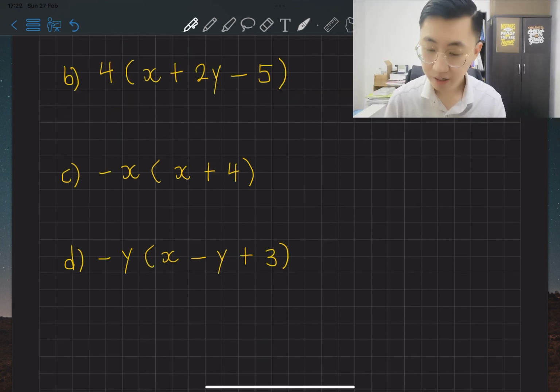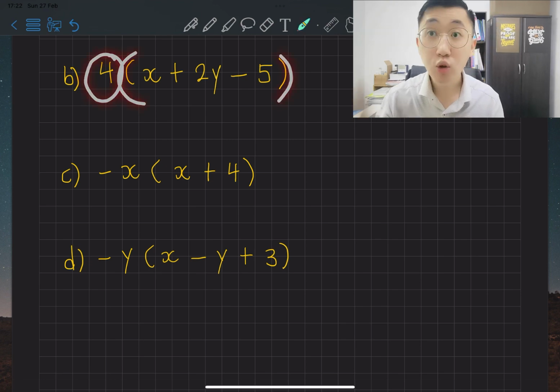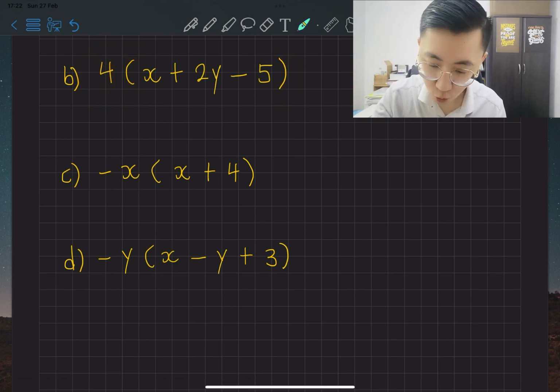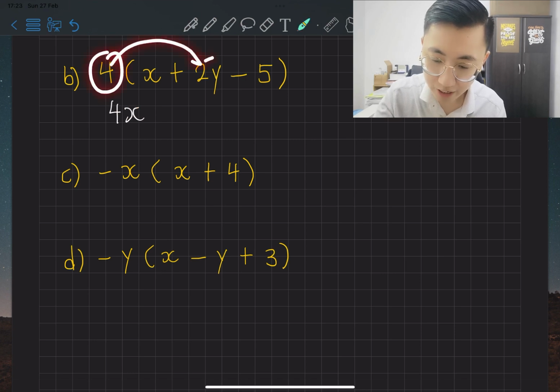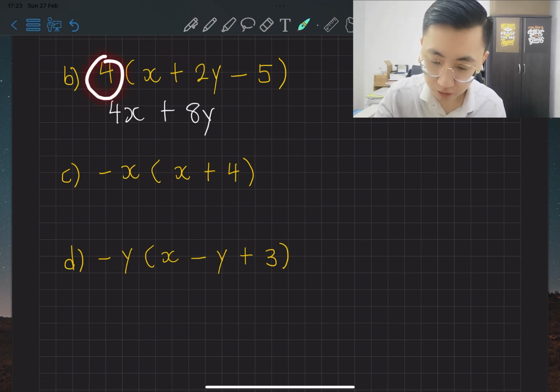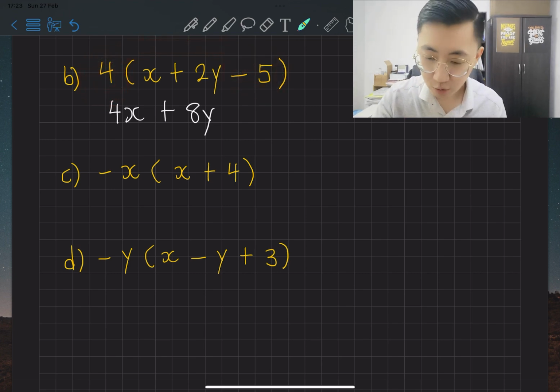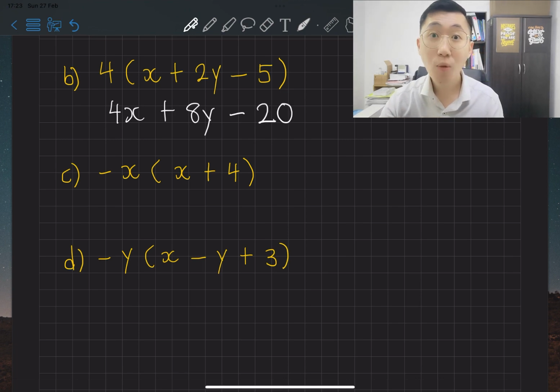Okay, that is the answer for the first question. Question B. So 4 is outside the bracket. Everything else is inside the bracket. So we need to multiply in. 4 times x, you will get 4x. Again, 4 times 2y will give you 8y. Now be very careful on the next one. 4 times negative 5. There's a negative over there. Be careful. So that will give you minus 20. And that's the answer for B.